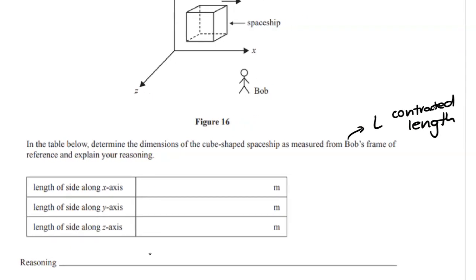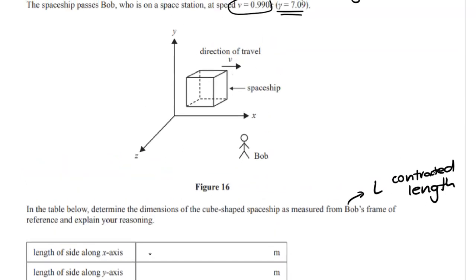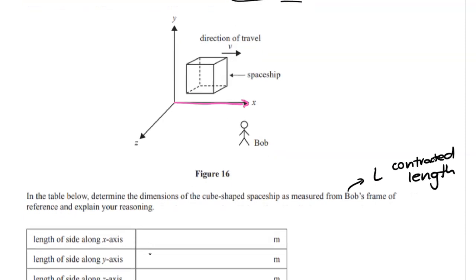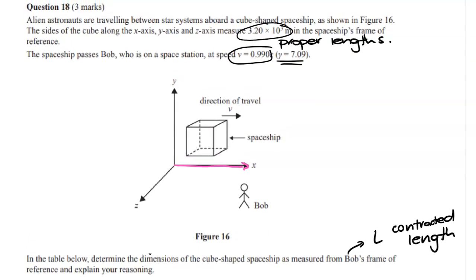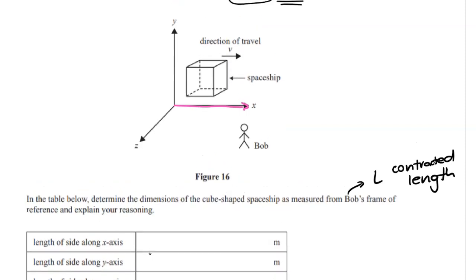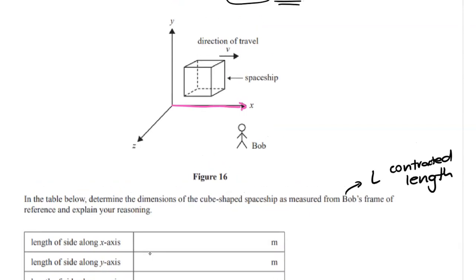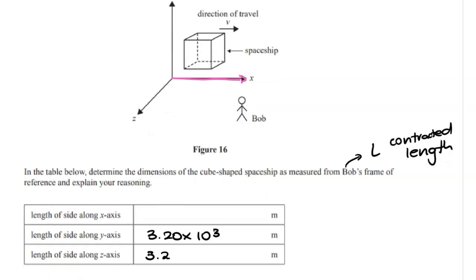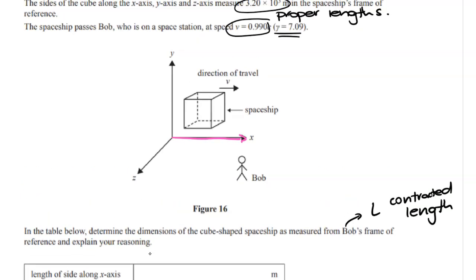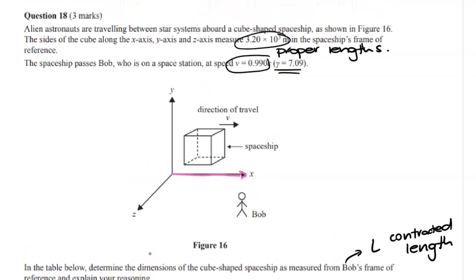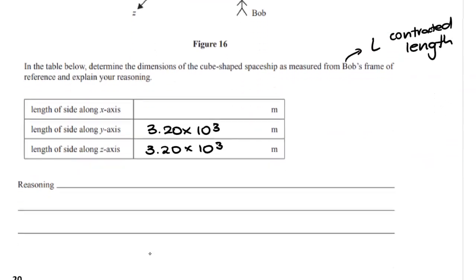Oh, fell off the screen a little bit. So we need to consider, we've got the axes here. The only axis that's going to have any length contraction is going to be that x-axis, I meant to say, not z-axis. I literally drew it, but I said something different. That means the y and the z, we can immediately put in that length that they listed here. So it's 3.20 by 10 to the 3 meters, and that's in both of these instances. So we're going to have to use length contraction and the value of gamma that they gave us in the question to be able to determine the length in that x direction, which is parallel to the direction of travel.